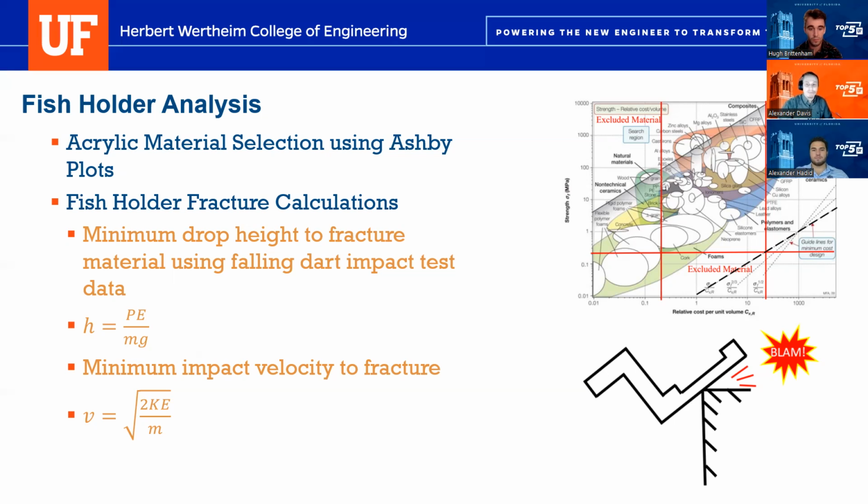But once again, the team wanted to take into consideration the fact that the fish holder will be detached and sterilized throughout its lifetime. So the team used the laws of conservation of energy to once again determine the maximum drop height and the maximum impact velocity, which was 9 meters and 13 meters per second, which is once again well within the constraints of a working laboratory.